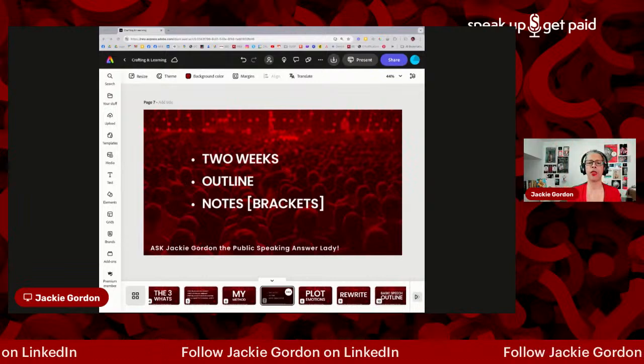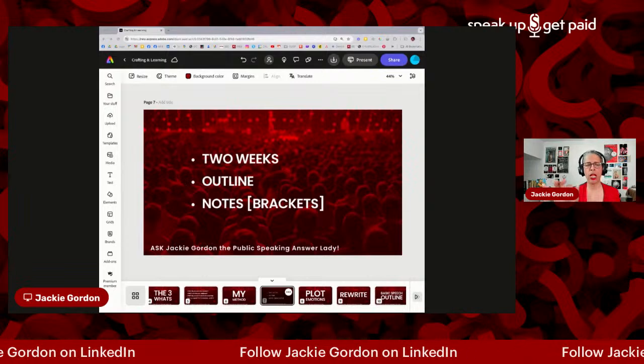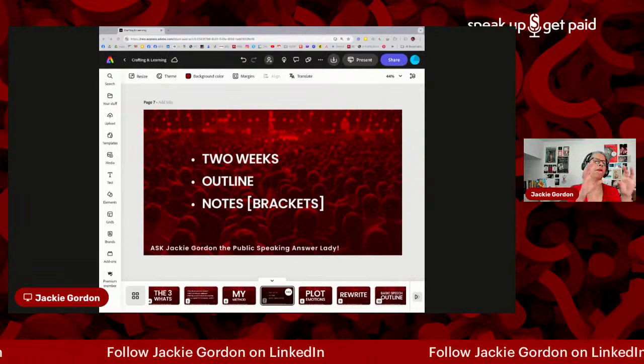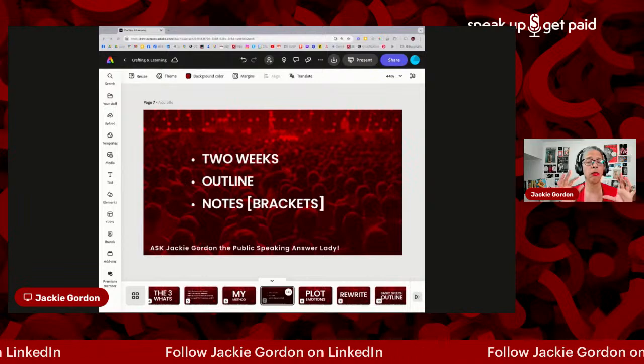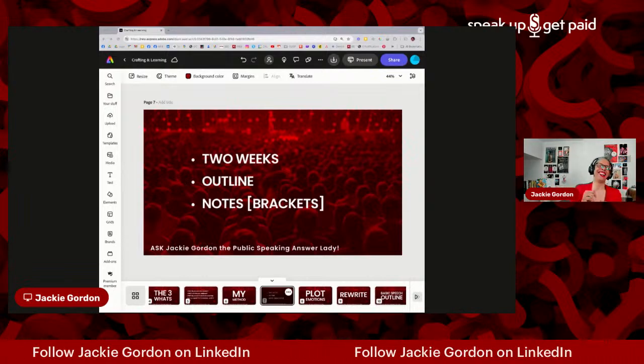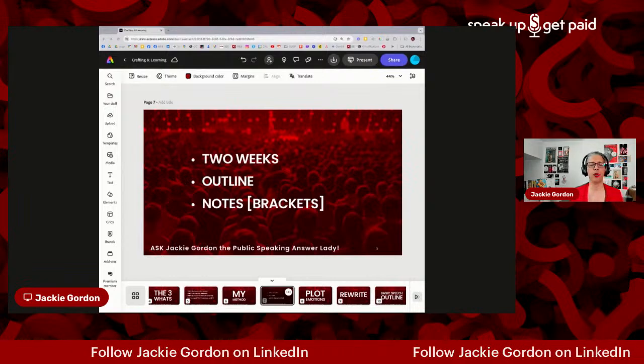So I like to start with an outline and I write out the entire speech. And then I put little notes in the brackets, like pause, because I'm really bad at it. So I do that.